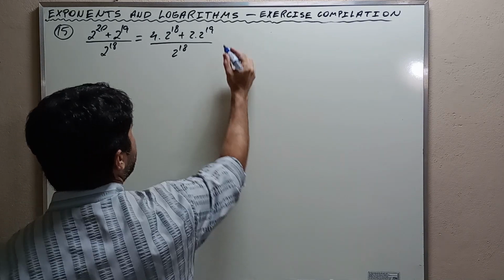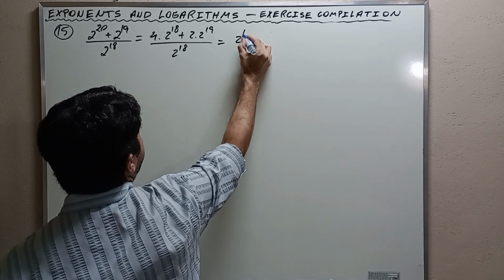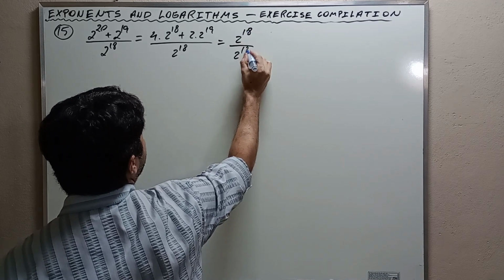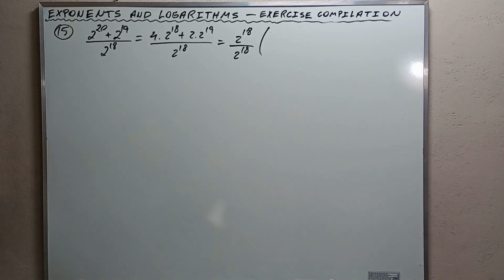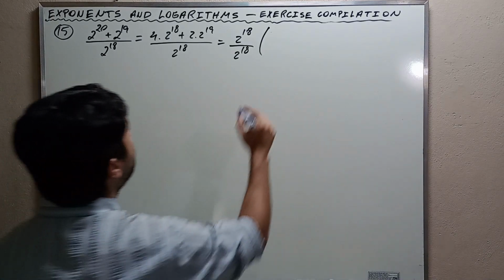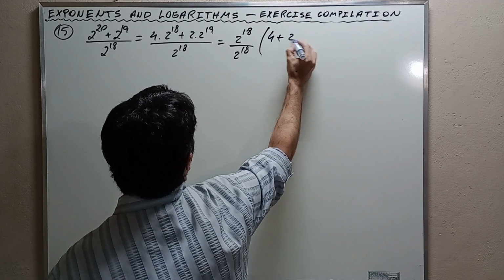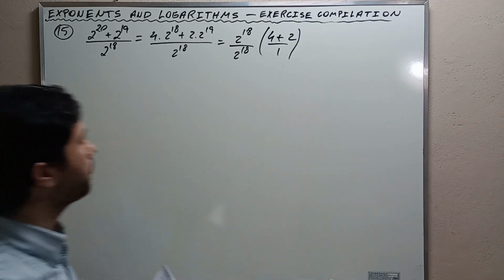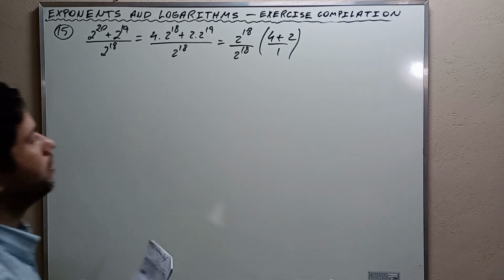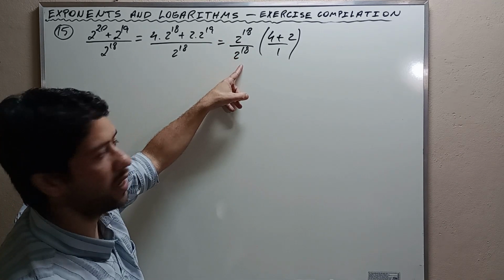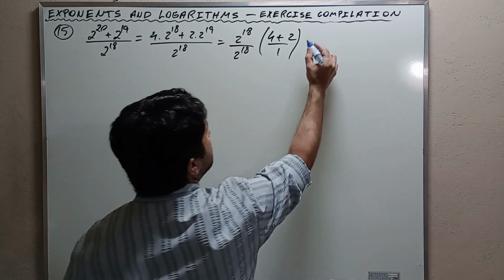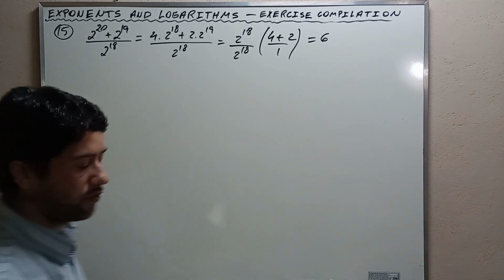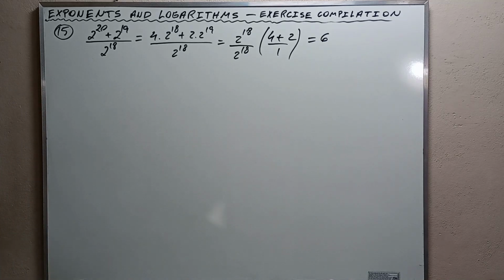And this is going to be 2 raised to the power of 18 divided by 2 raised to the power of 18. And inside of the parentheses we have 4 plus 2 divided by 1, okay? And we simply cancel here. This divided by this is 1, and 4 plus 2 is 6, my friends. And this is the solution of exercise 15.